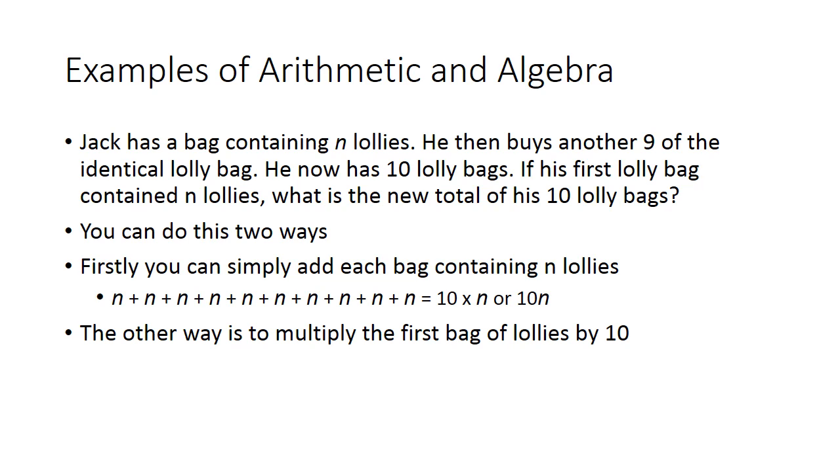Or, the other way is just to multiply the first bag of lollies by 10. So that's 10 times N or 10N. We get the same answer either way. The second way is probably quicker than the first. Okay, there's some simple examples. Hopefully that helps you move along with your algebra and arithmetic.